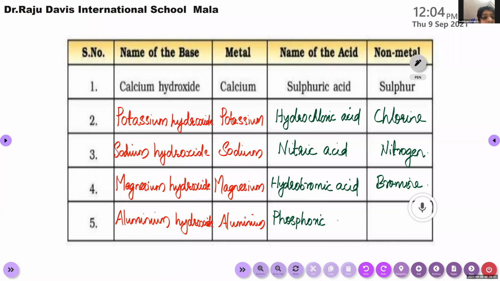Okay, ma'am. So next one is phosphoric acid. So Ayan, can you tell me which non-metal is present in phosphoric acid? Can you relate the name of any element with this one, phosphoric acid? Phosphorus. Very good. That's phosphorus. So we have completed this activity. Sulfuric acid, sulfur, hydrochloric acid, chlorine, nitric acid, nitrogen, hydrobromic acid, bromine, phosphoric acid, phosphorus.